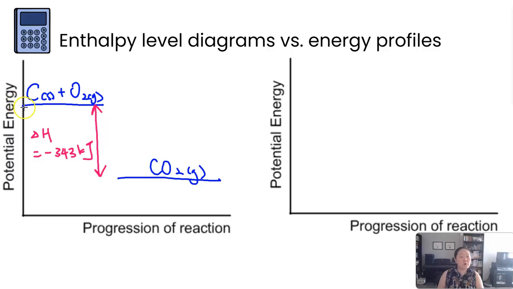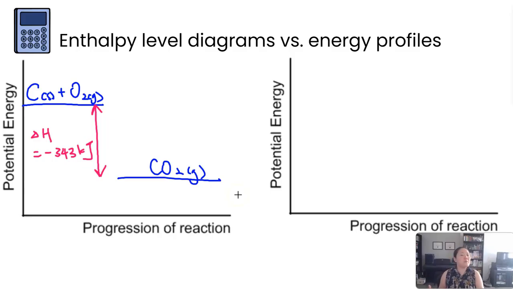There are no actual numbers on these axes because remember, we don't know how much potential energy individual elements and compounds are going to have. What we can find out is the change in energy when a reaction happens. So the only numbers that you're going to see here are going to be related to that change in energy of the reaction itself.